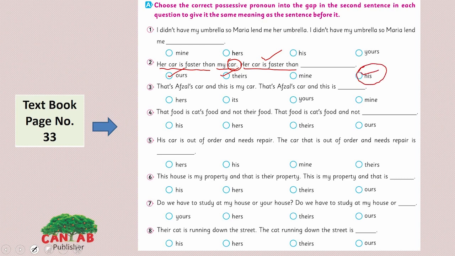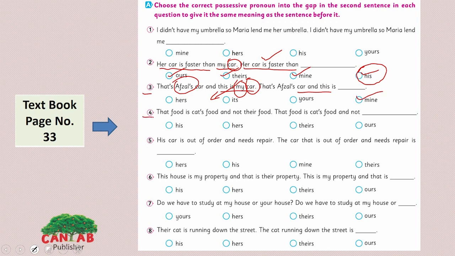तो इधर यूज होगा माइन, मतलब मेरे से ज्यादा उसकी कार तेज है, तो इधर माइन आएगा. Very good. Look at the third one. That's Afzal's car and this is my car. अब कार को दोबारा से रिप्लेस करना है. Here the subject is I, here माई आ रहा है, Afzal is also a subject. So what we will do, yes, mine: that's Afzal's car and this is mine.